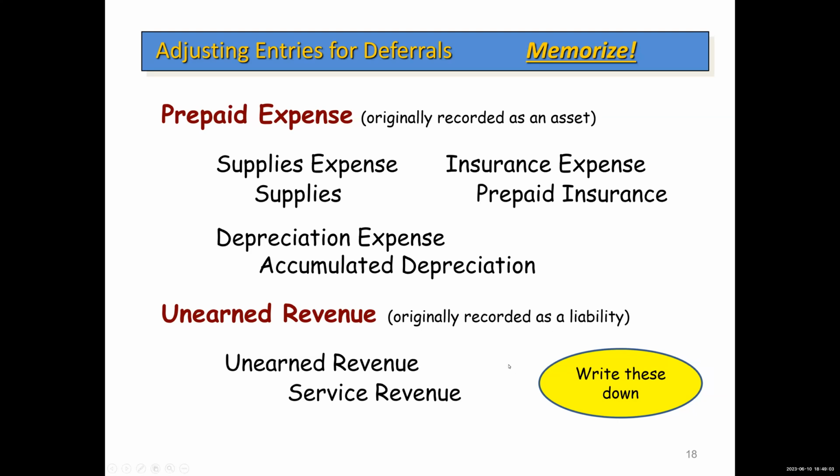Even though in this video we're not going to go over the deferral unearned revenue, where we originally record the liability, and then as we earn it, we reduce the liability, this is the journal entry. So write it down, because you will be doing this in the future. Debit unearned revenue, credit service revenue.